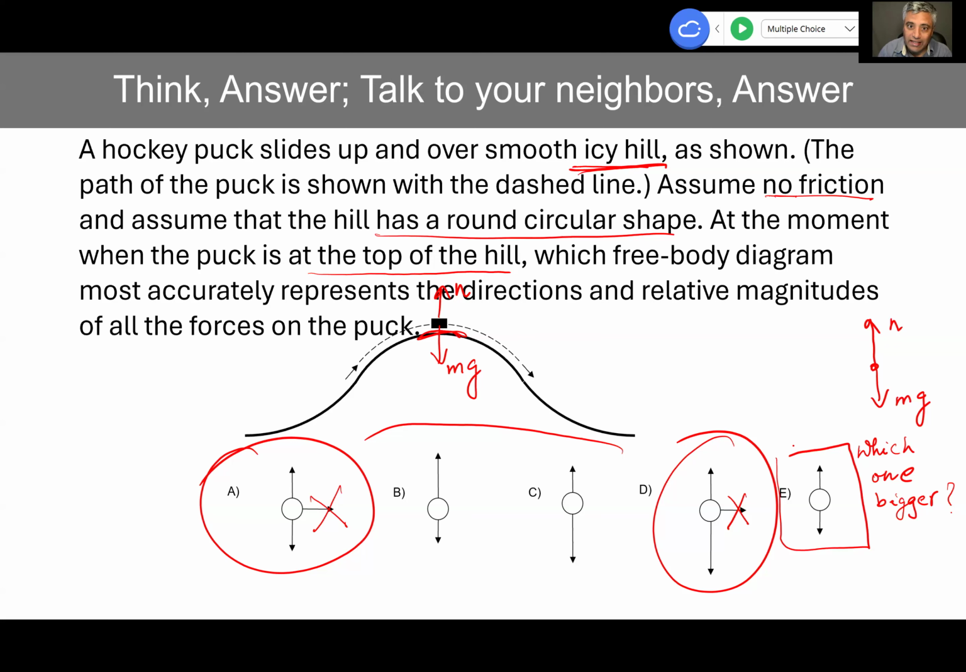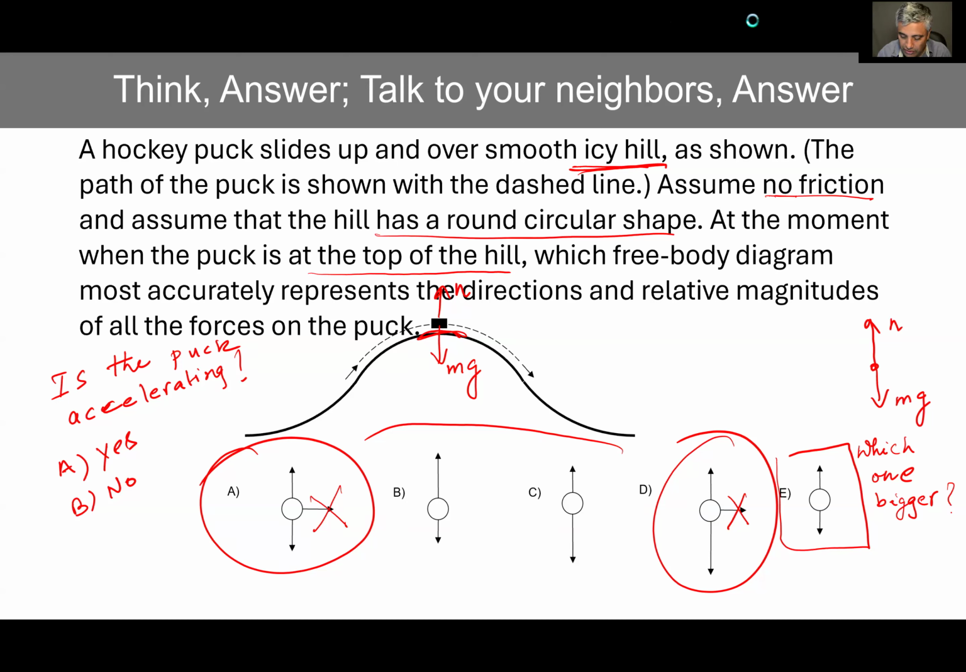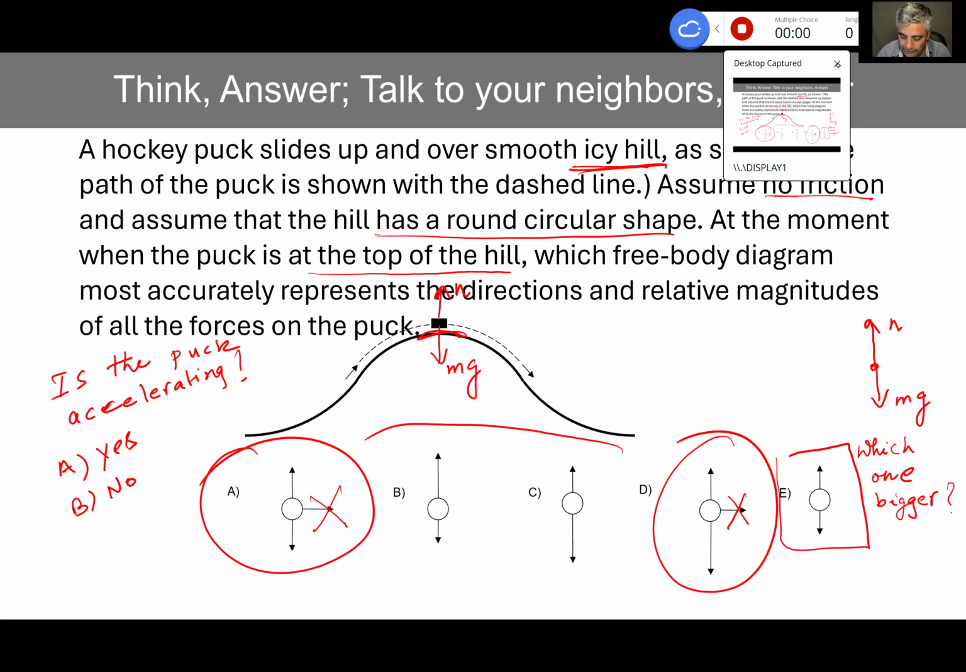Is it accelerating or not? Is the puck accelerating? So I'm making a clicker question here, yes or no, let's say. Just two choices. What do you think? You have 30 seconds.